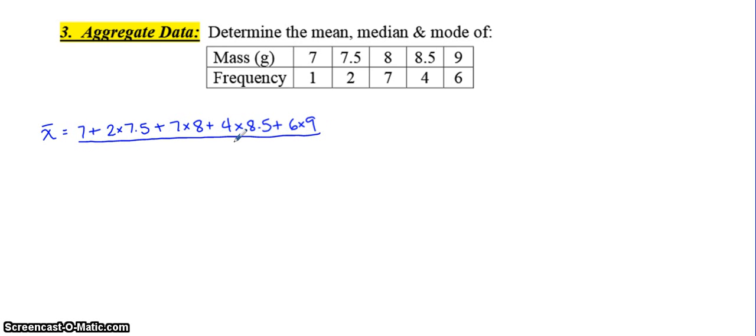Now, to find out the number of pieces of data, the number of pieces of data is the same as the sum of all the frequencies. So that there means the sum. So if we were to add all of these frequencies, you would get 20. That means there are 20 pieces of data.